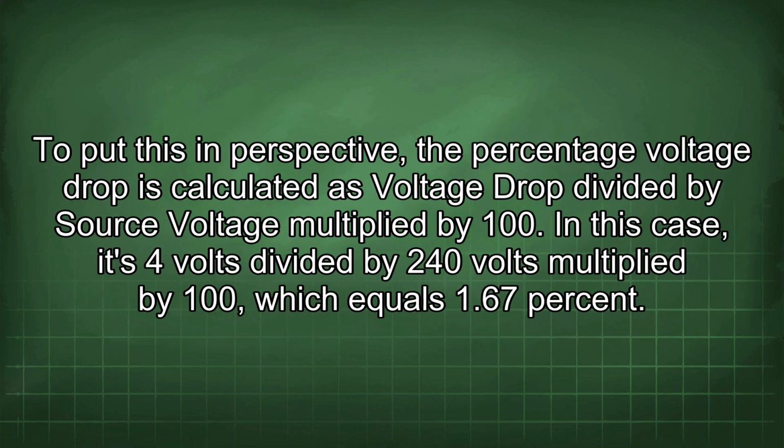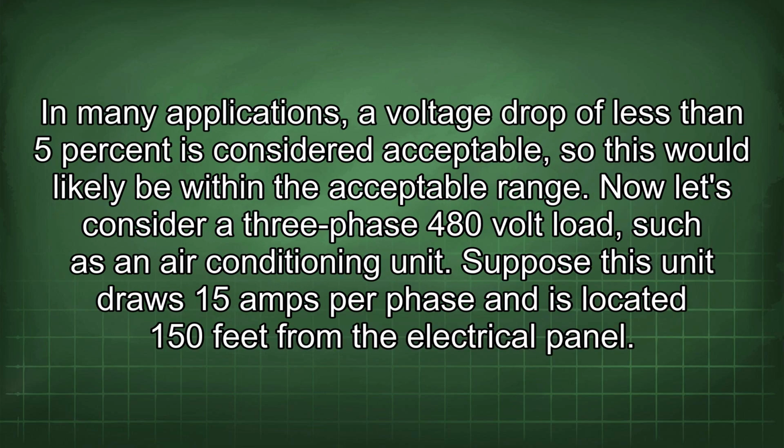To put this in perspective, the percentage voltage drop is calculated as voltage drop divided by source voltage multiplied by 100. In this case, it's 4 volts divided by 240 volts multiplied by 100, which equals 1.67%. In many applications, a voltage drop of less than 5% is considered acceptable, so this would likely be within the acceptable range. Now let's consider a three-phase 480-volt load, such as an air conditioning unit.